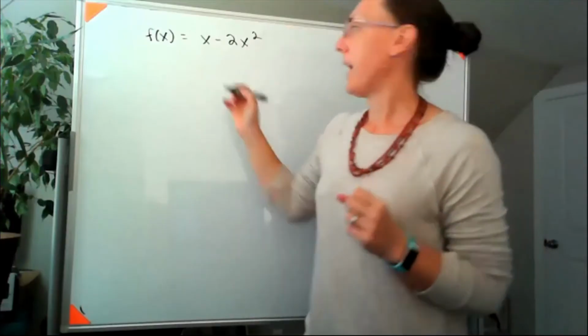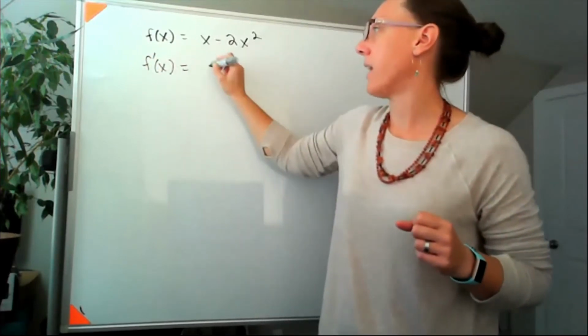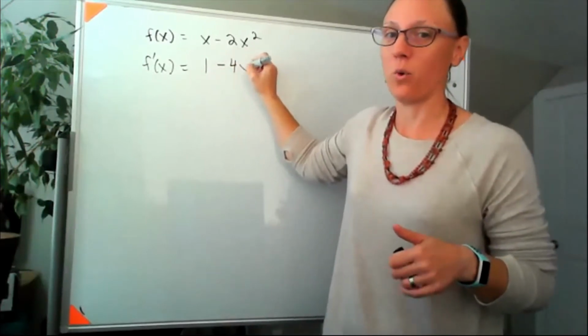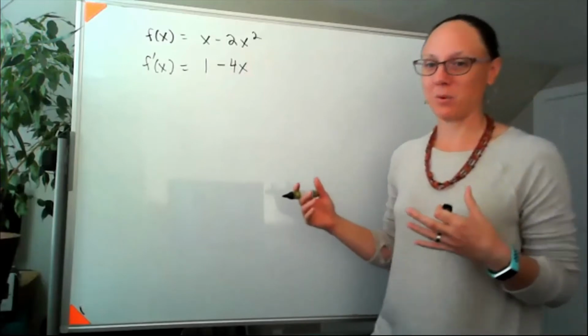And I know that a couple of people put in the chat that they already knew that the answer was going to be 1 minus 4x. I want to write a couple more examples here.